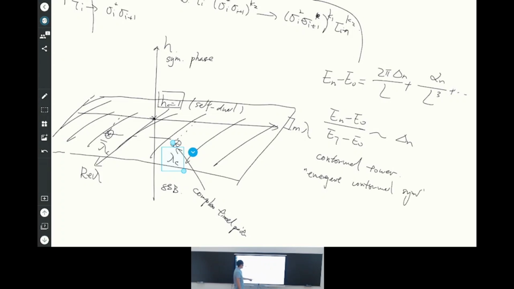This is how we determine this fixed point and that it has the emergent conformal symmetry at this fixed point. Next, we can use the so-called state-operator correspondence to extract the so-called conformal data for this complex fixed point.